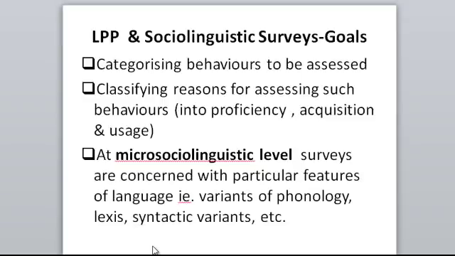The first thing is to consider how these goals can be analyzed, how these goals can be determined in sociolinguistic surveys. They can be analyzed in two ways. The first one is by categorizing the behaviors which such surveys are designed to assess.